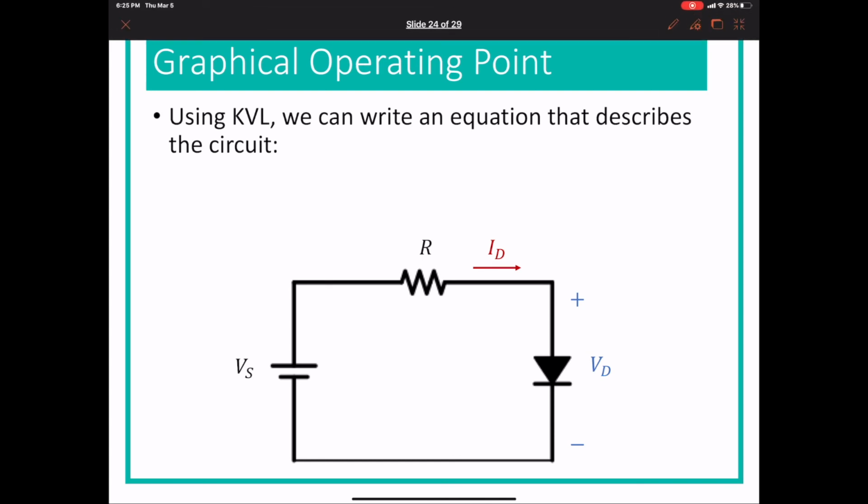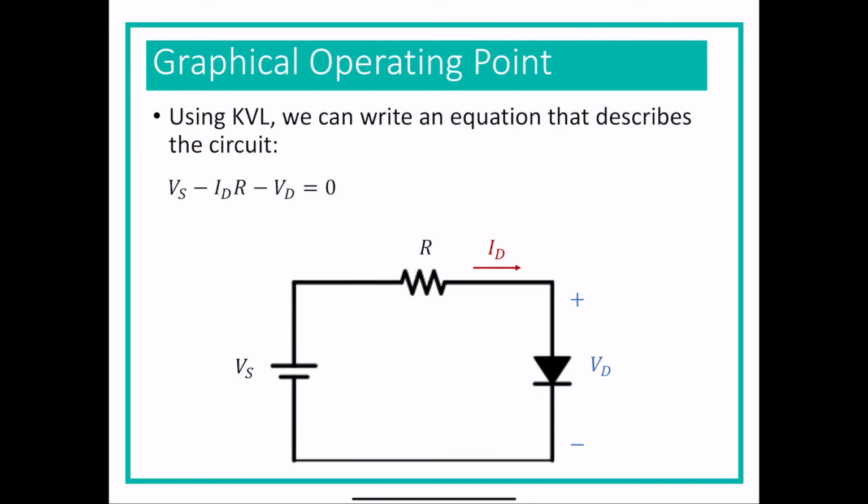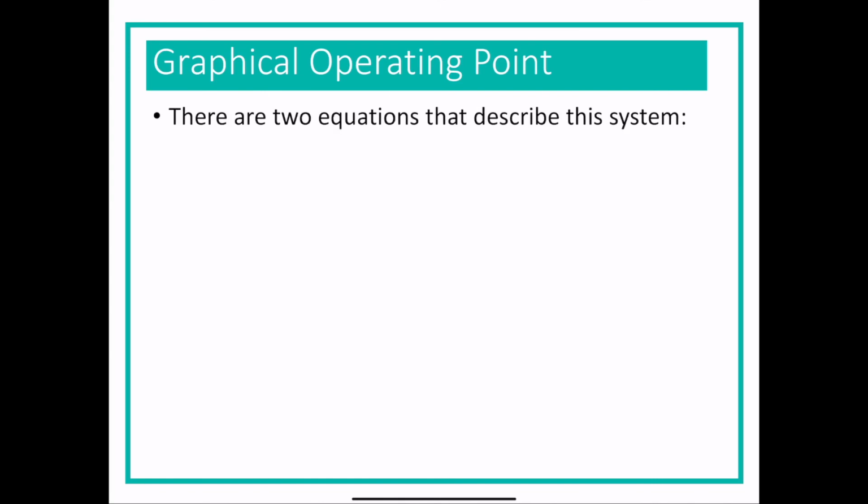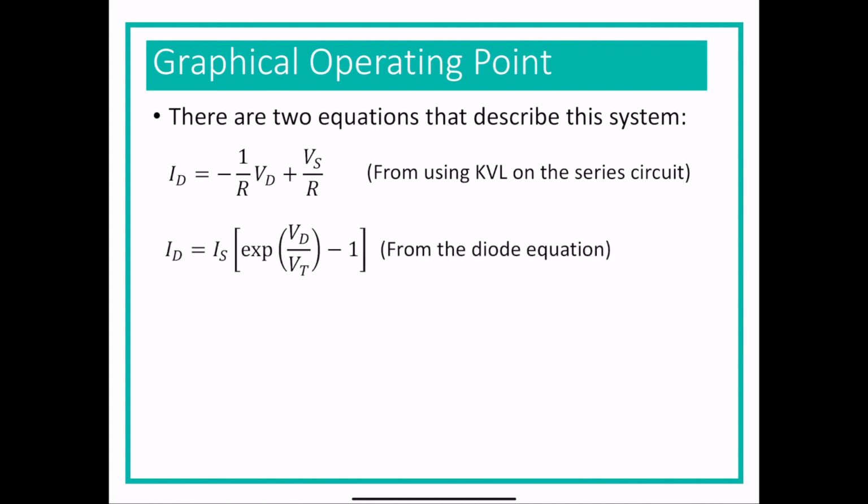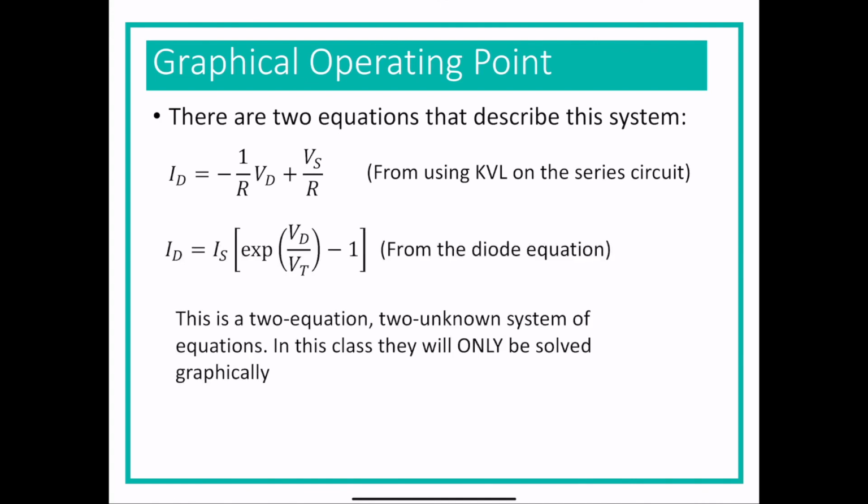So if we take those values, we get Vs minus IDR minus Vd equals 0, and that means that the diode current is going to equal minus 1 over R times whatever the voltage of the diode is, plus the source voltage over R. So this means there are 2 equations that describe this. We have the series circuit equation, and then we have the diode equation. And if we've got 2 equations and 2 unknowns, you can easily solve it.